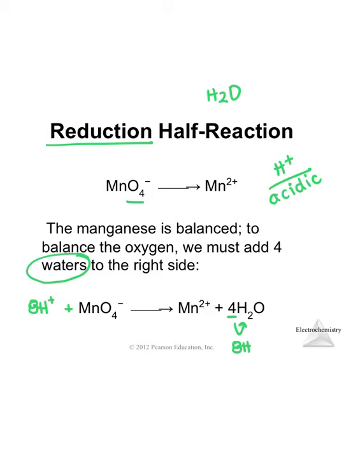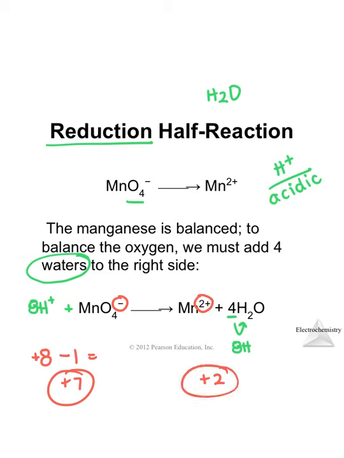So now we need to look at charges. So right now we've got 8 positive charges and we've got 1 negative charge. So on this side, we have a charge of +7. On the product side, we just have this +2 here. So we have a charge of +2. So we're going to add electrons to balance this out. Remember, electrons make the charge go down. So we're always going to add electrons to the side that has a higher charge. So to get from +7 to +2, we need 5 electrons. So we're going to add 5 electrons to the reactant side. And now we have a balanced half reaction.